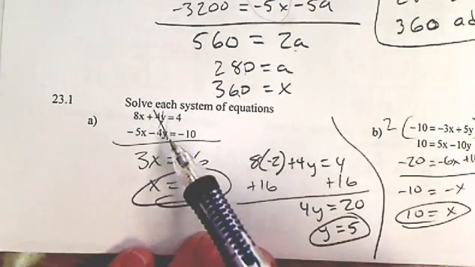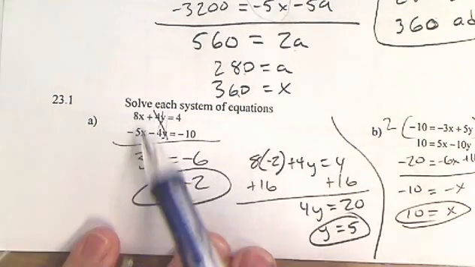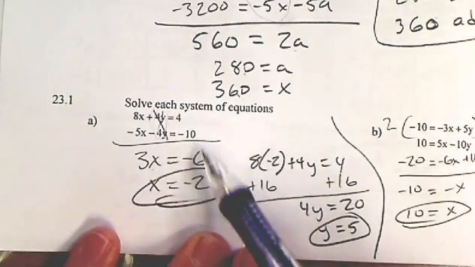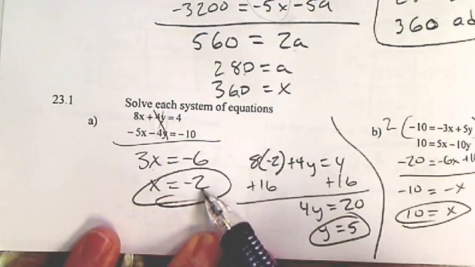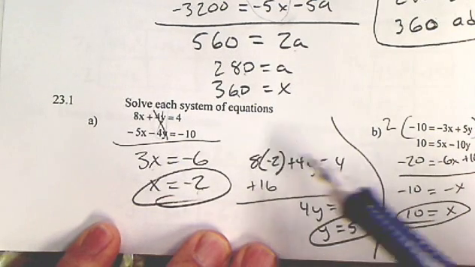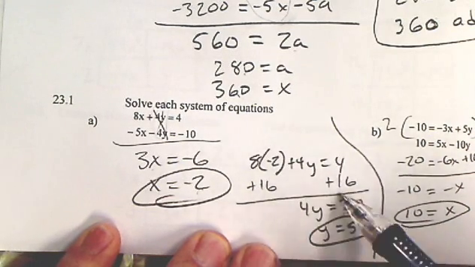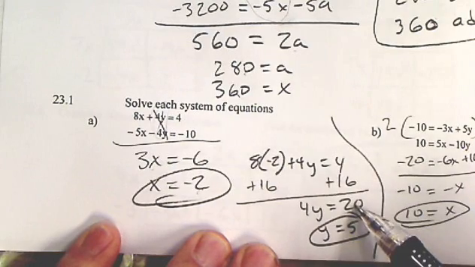Look, these guys canceled out nicely with elimination. And that was 3x. And those combine together. Yeah, that's how I got the negative 2 for my x. Plug it back into one of the equations. I added 16 to both sides. That gets me to 20. Divide. I get y equals 5.